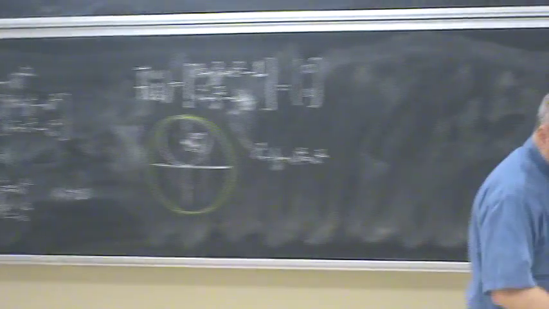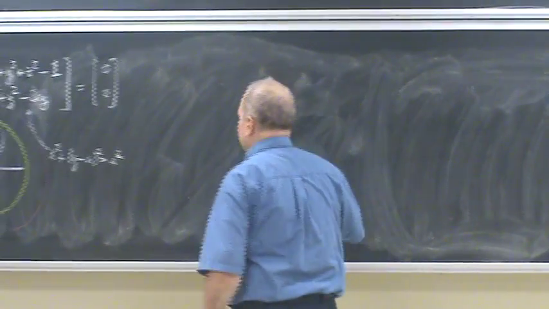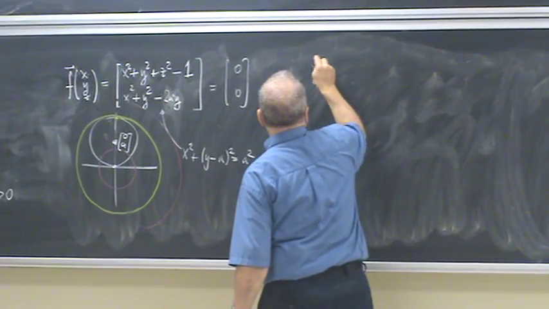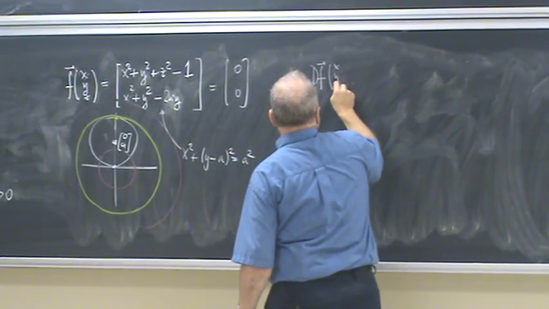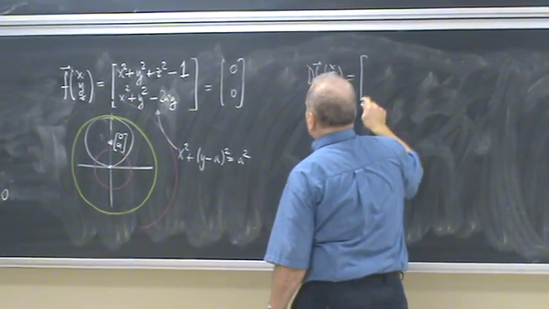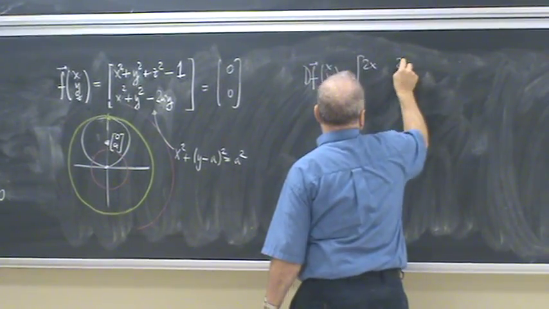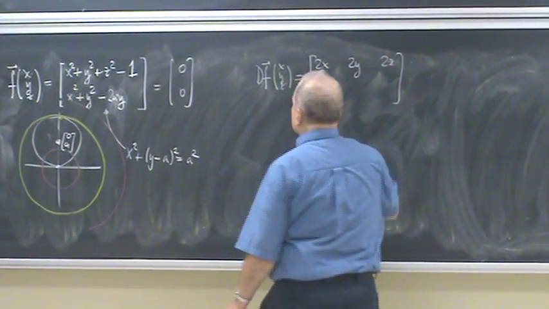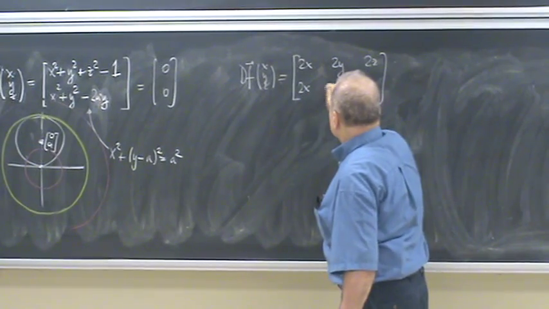So let's just do the algebra here. Take the derivative. 2x, 2y, 2z, 2x.